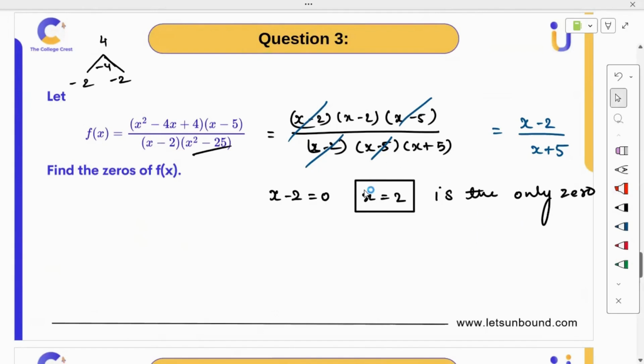So very simple thing, finding zeros of a rational function. And all you have to know is basic factorization skills. Then it's kind of easier.